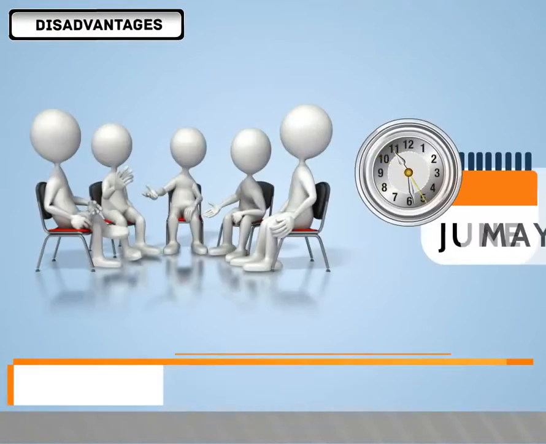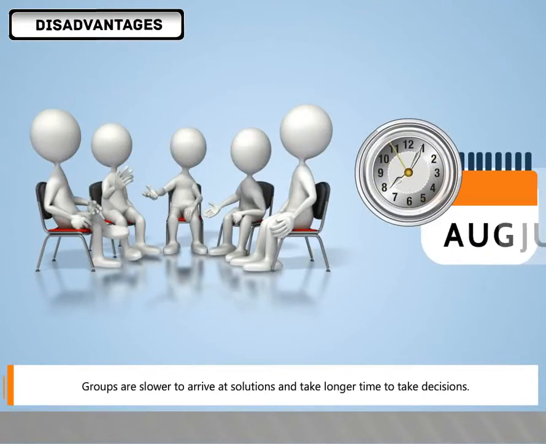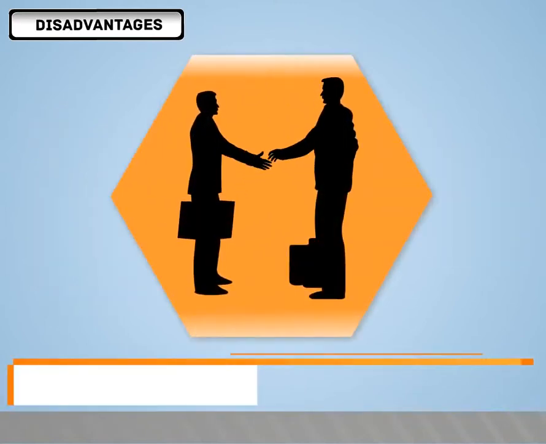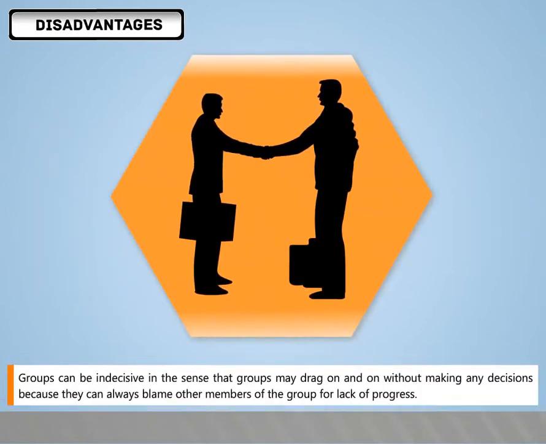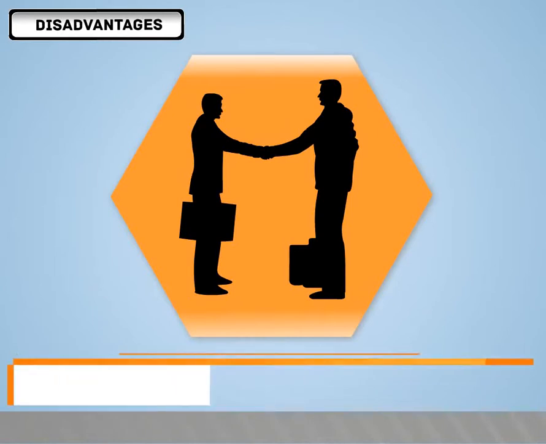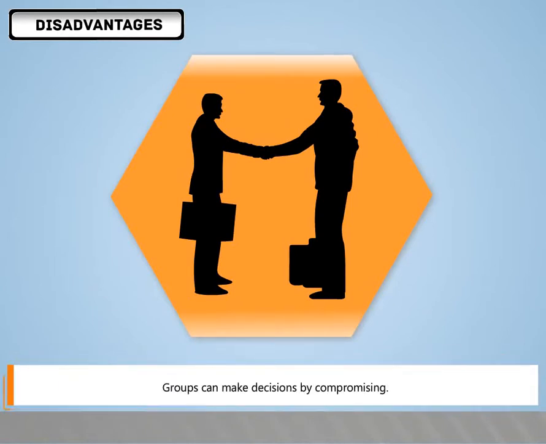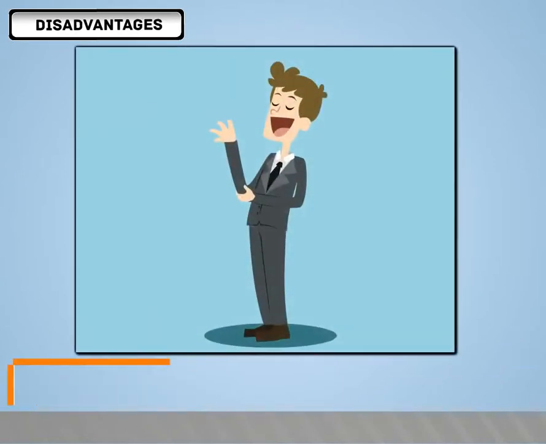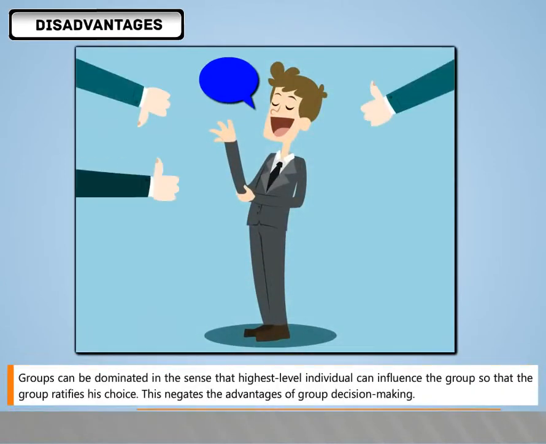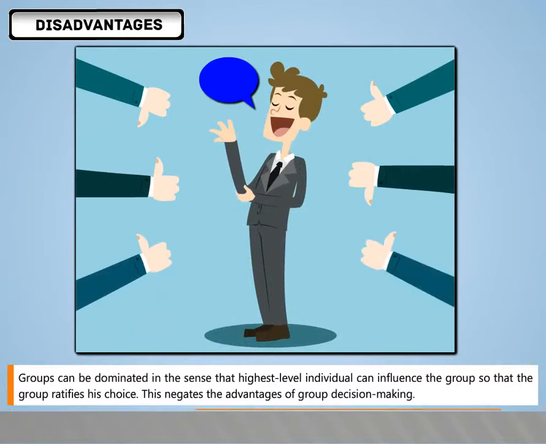Disadvantages: Groups are slower to arrive at solutions and take longer time to take decisions. Groups can be indecisive in the sense that groups may drag on and on without making any decisions because they can always blame other members of the group for lack of progress. Groups can make decisions by compromising. Groups can be dominated in the sense that the highest level individual can influence the group so that the group ratifies his choice. This negates the advantages of group decision making.